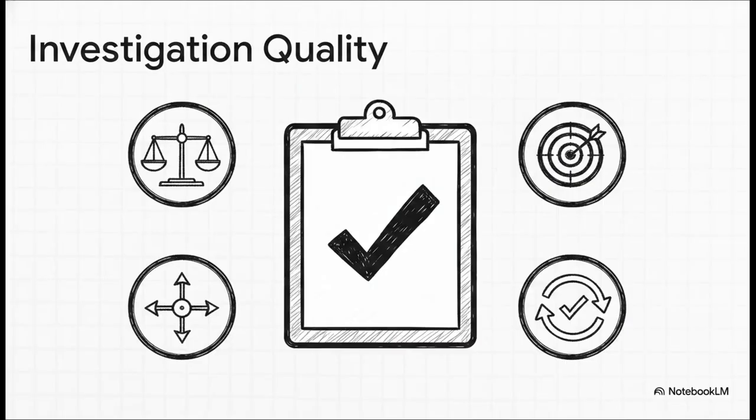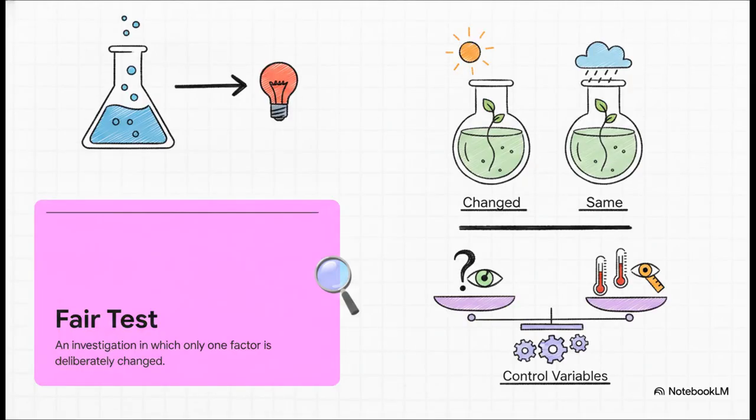Now that we understand how an experiment is planned, we need to think about the quality of the investigation and its results. In this video, we will focus on 4 important terms: fair test, accuracy, precision, and reliability. Let us begin. All right, let's dive right into our first super important concept, the fair test.